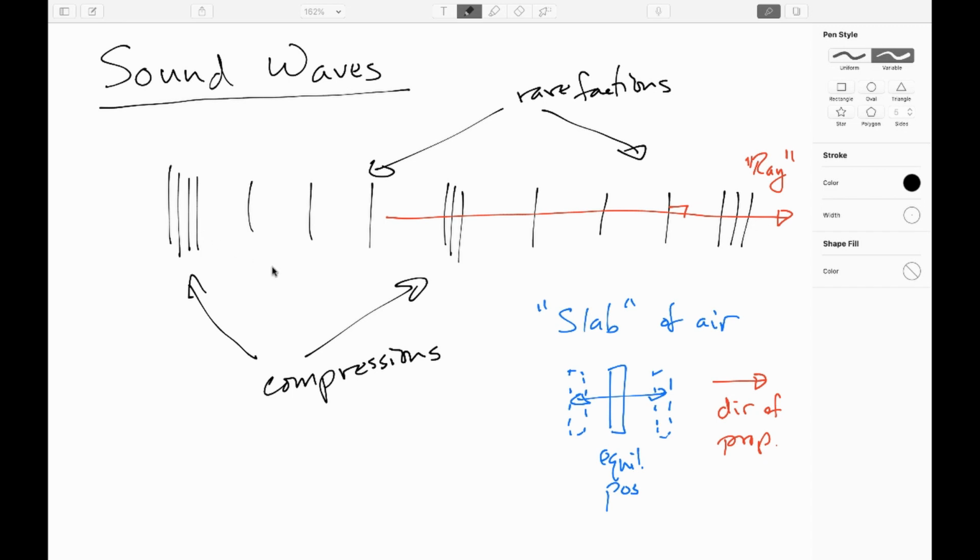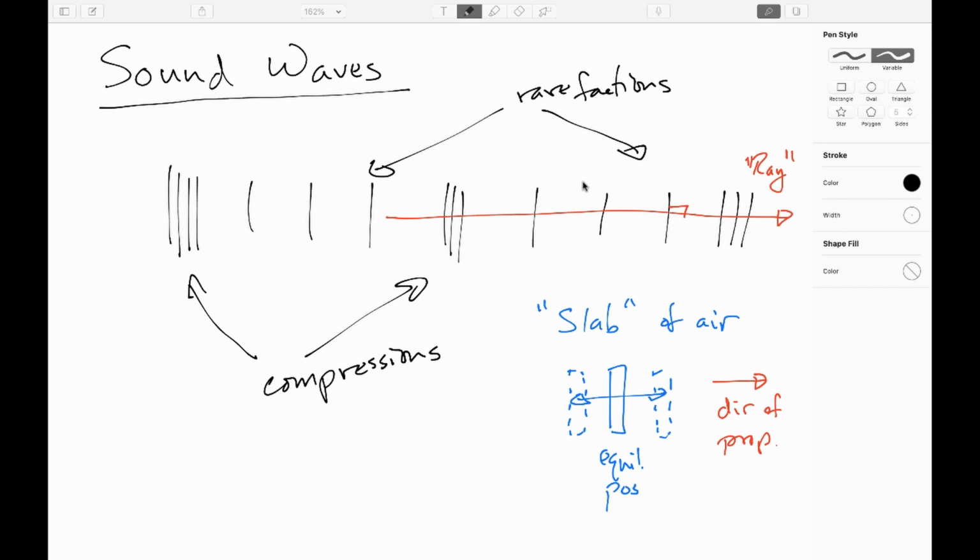Remember, they are a longitudinal wave, so this means that the waving, the simple harmonic motion of the air particles, is parallel or anti-parallel with the direction of propagation. This leads to areas where the air gets piled up. We call those compressions. And areas where the air is a little less dense than normal, we call those rarefactions.